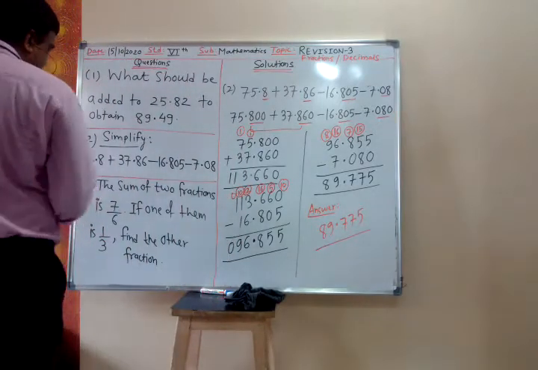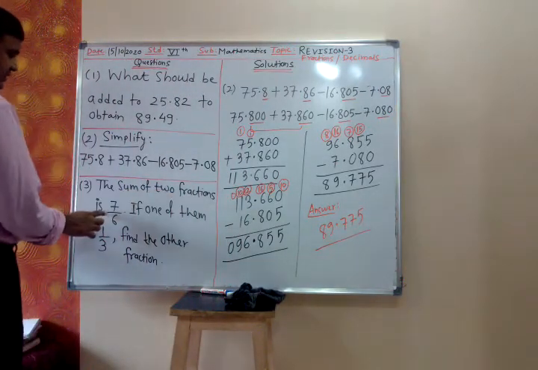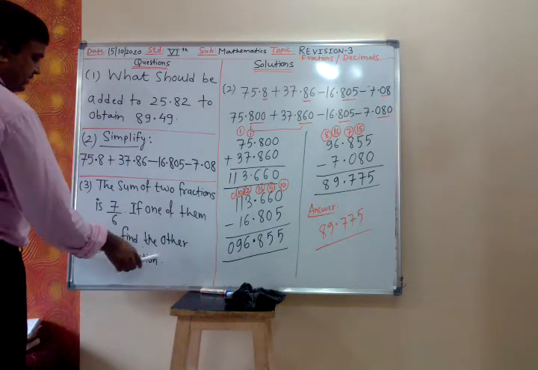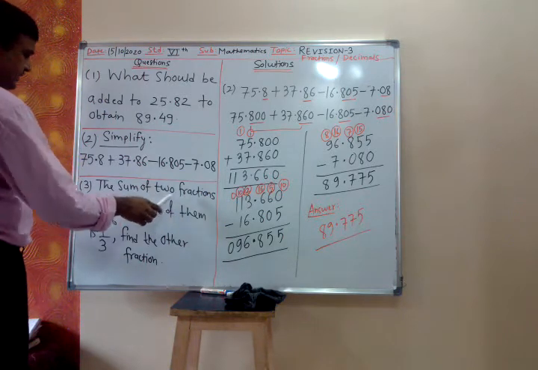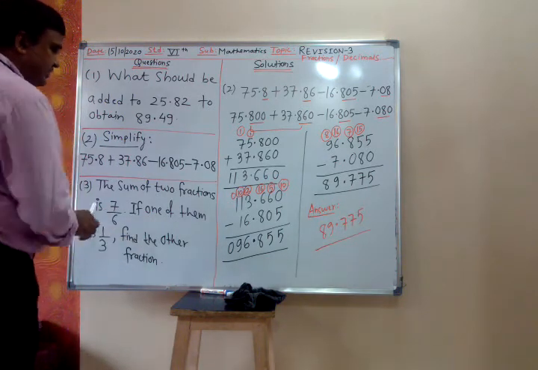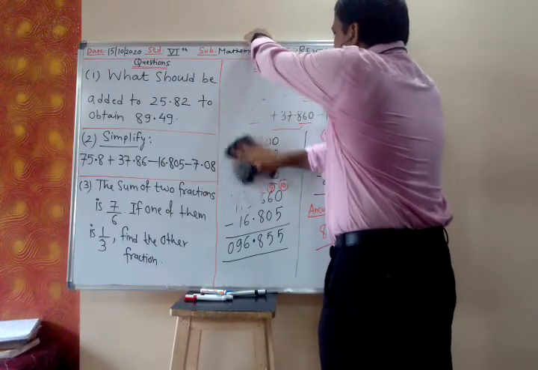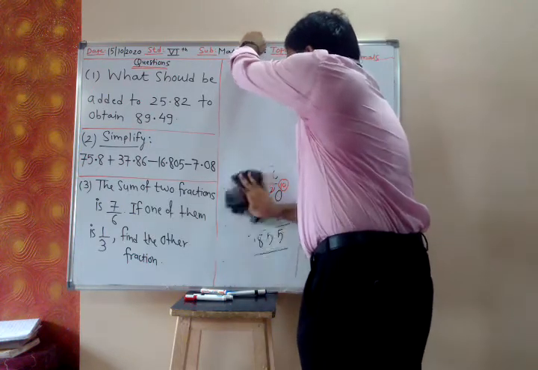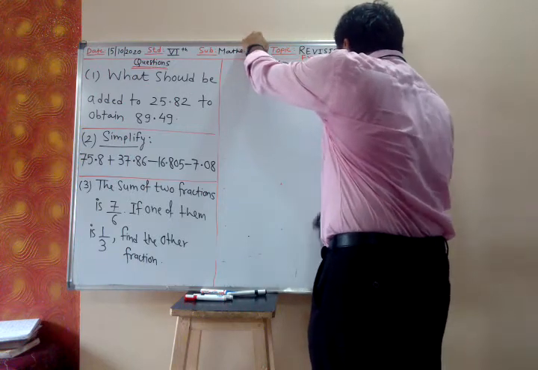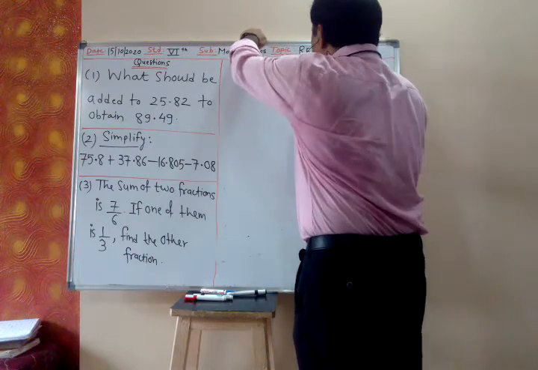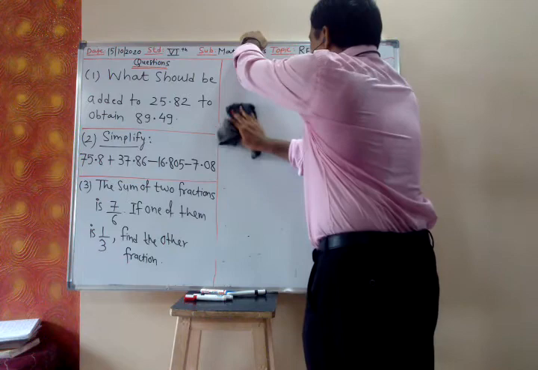The sum of two fractions is 7/6. If one of them is 1/3, find the other fraction. So we are adding two fractions, and their total is 7/6. One of the fractions is 1/3. Find the other fraction. The sum of two fractions, it is just like we did. 7/6, not 7.6.